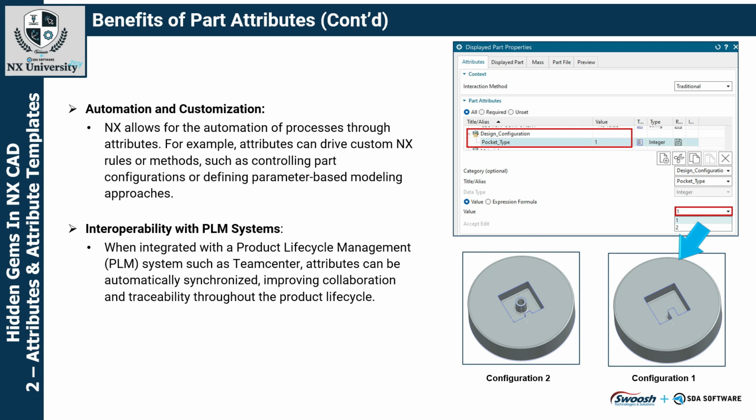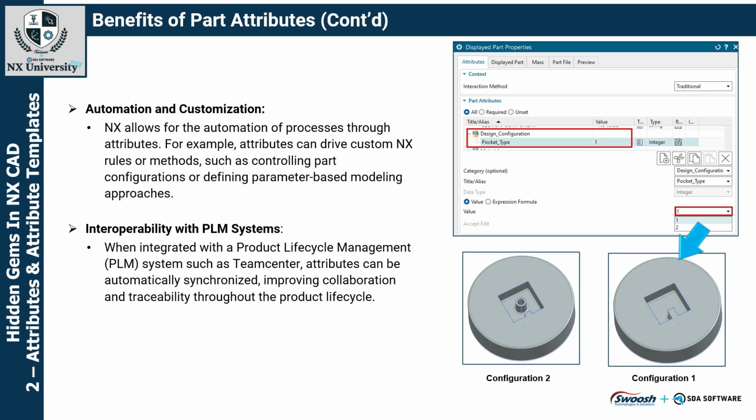Continued benefits of part attributes: automation and customization. NX does allow for the automation of processes through attributes. For example, attributes can drive custom NX rules or methods such as controlling part configurations or defining parameter-based modeling approaches. Also allows for interoperability with PLM systems. When integrated with product lifecycle management, such as Teamcenter, attributes can be automatically synchronized, improving collaboration and traceability throughout the product lifecycle.